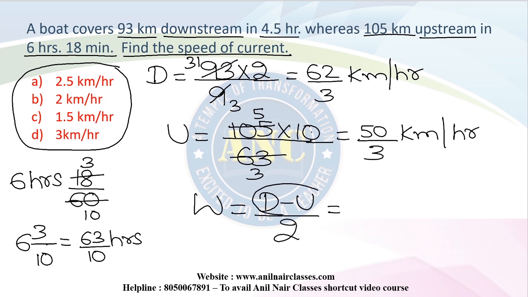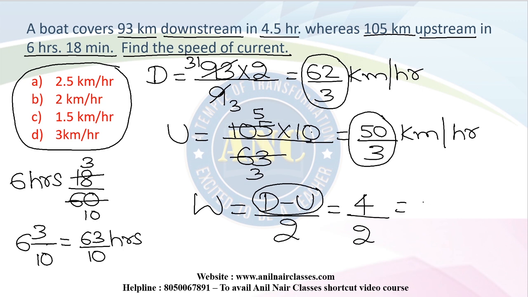So D minus U, D is 62 by 3 minus 50 by 3. 62 by 3 minus 50 by 3 is 12 by 3. 12 by 3 is 4. 4 divided by 2, it is 2 kilometers per hour. Answer for this third question, which is still a basic question.